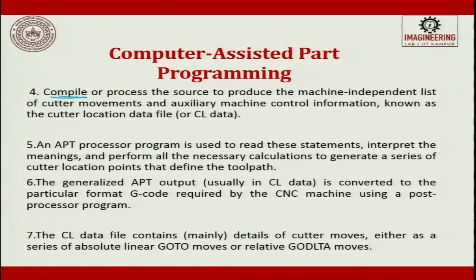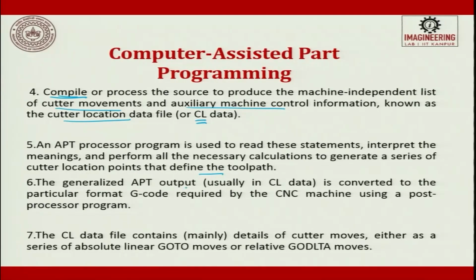Then it is moved to a compiler, or a processor, which processes the source to produce the machine independent list of cutter movements and auxiliary machine control information known as the cutter location data file, CL data file. So, it compiles the whole program and takes the cutter movement and the auxiliary machine control information. An APT processor program is used to read these statements, interpret the meaning and perform all necessary calculations to generate a series of cutter location motions that define the tool path.